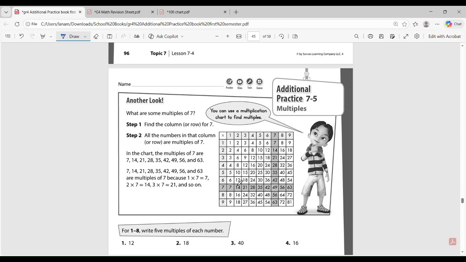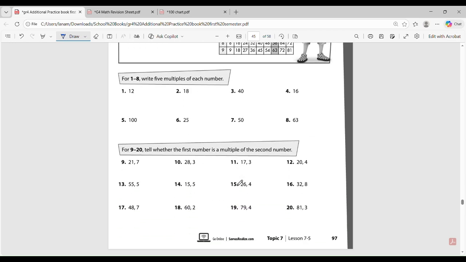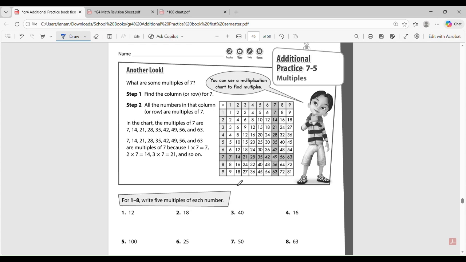Hello everyone. In this video, I'm going to explain pages 97 and 98. This page is about multiples.